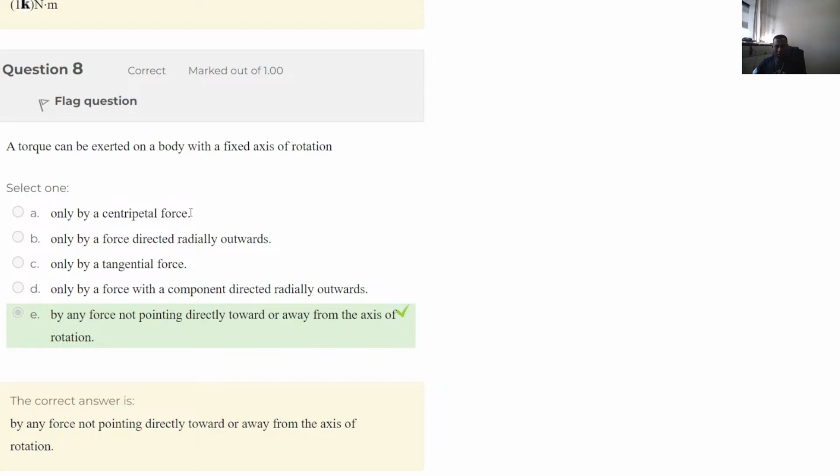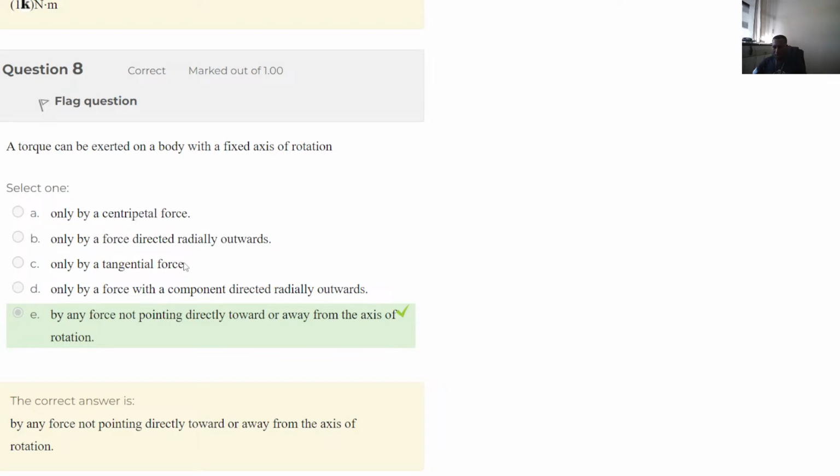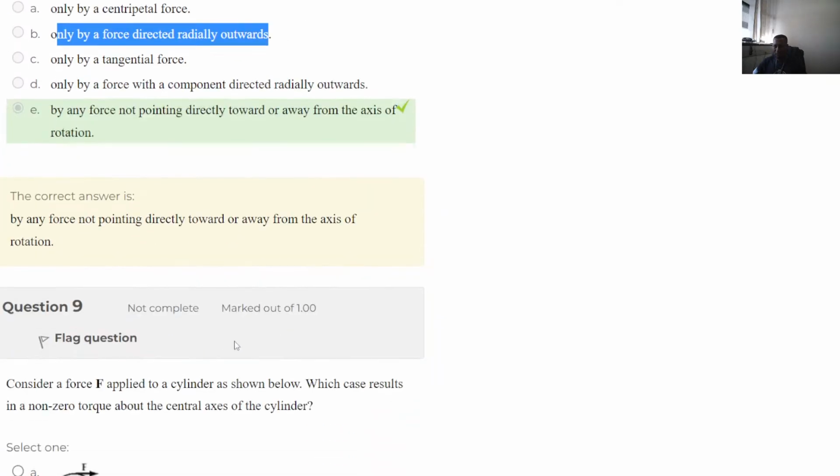A, force by centripetal does not make any torque because of the angle between the direction of the centripetal force and the radius. Thank you, Abe, you said yes, it's good. B, force directed radially outward, this and this doesn't have any torque at all. The other one has got a maximum force, but it shouldn't be only. D is basically talking about that one, not true. E is a correct choice. Thank you for understanding. You say yes.